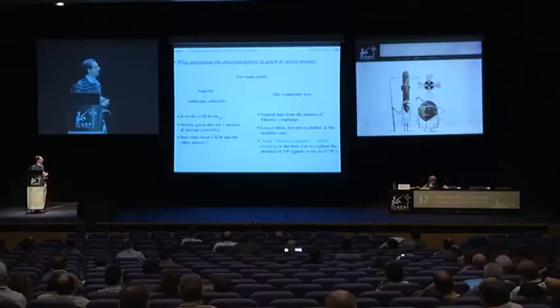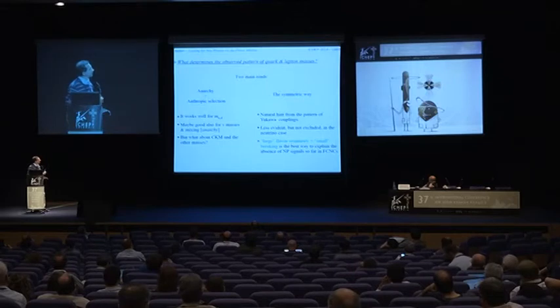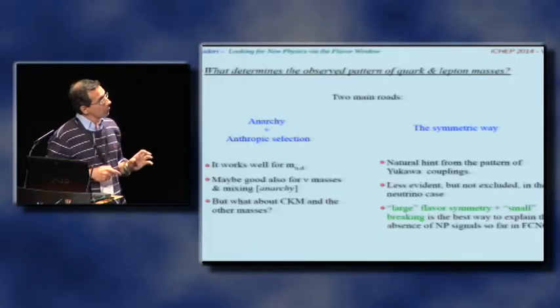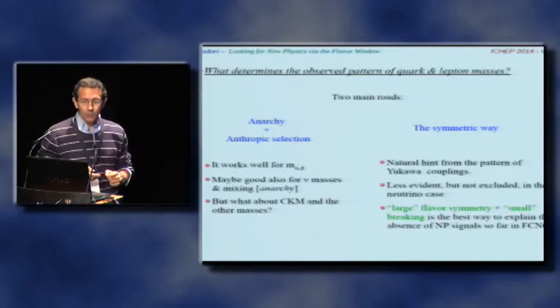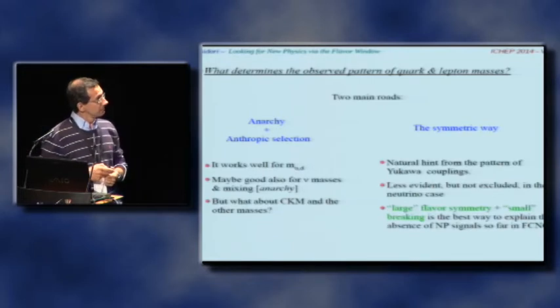We have two roads to address this problem. One is the standard road, the symmetric way, so really trying to find symmetry. And of course, more recently, there are new ideas, I mean, trying to use anarchy and entropic selection. So just to say that maybe the pattern of the Yukawa couplings is just determined by entropic selection, similar to the cosmological constant. I think this works well, for instance, for the light masses, because if we change a little bit the mass of the up and down quark, we immediately end up in a non-human friendly universe.